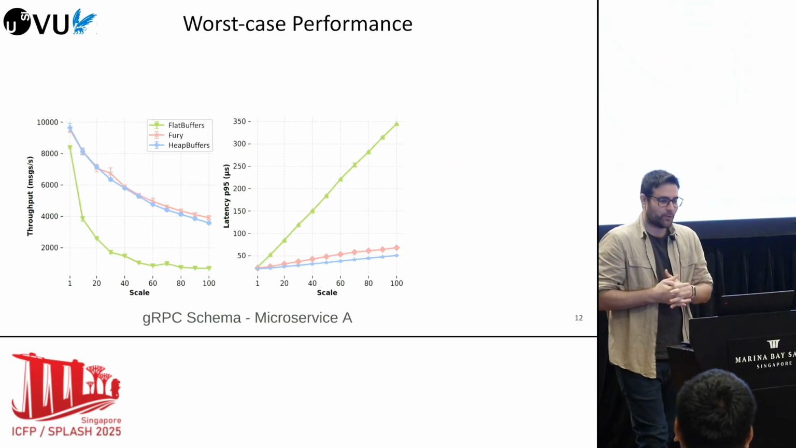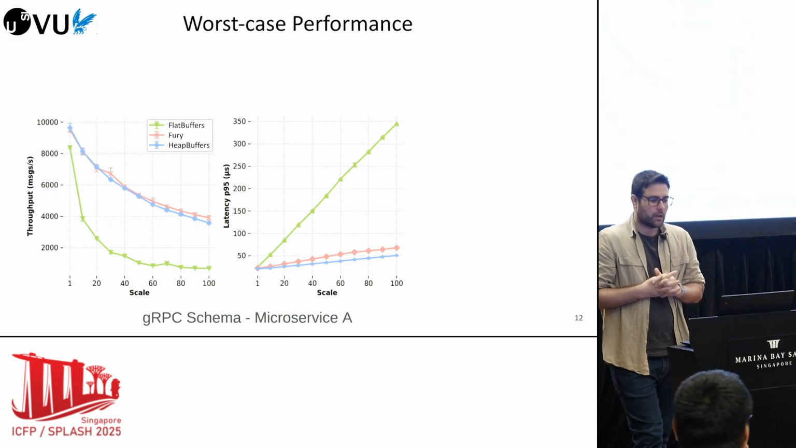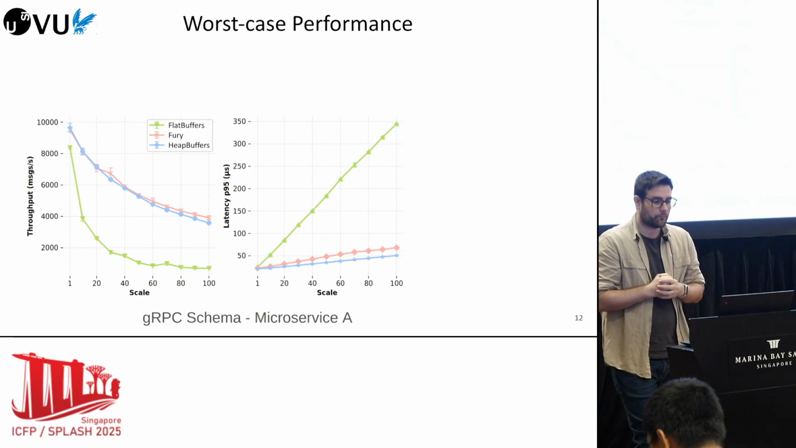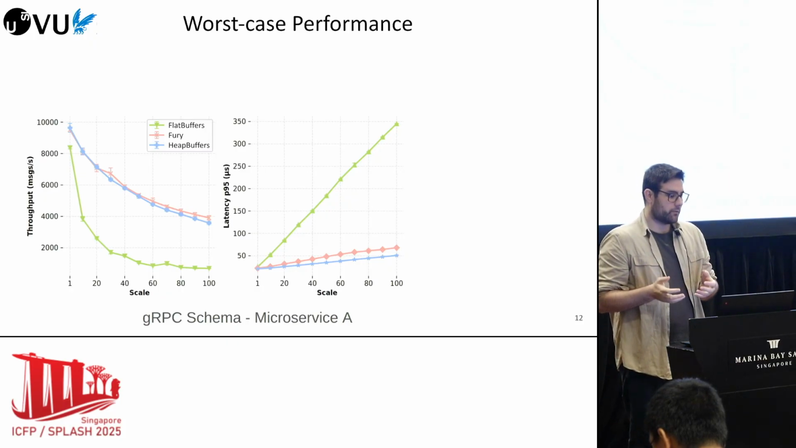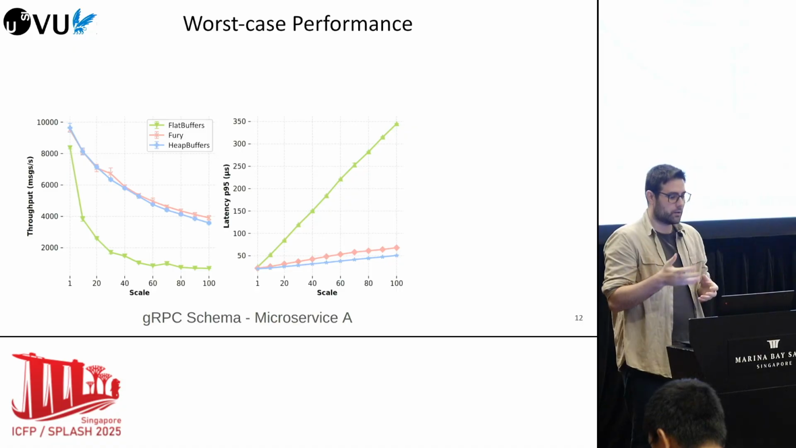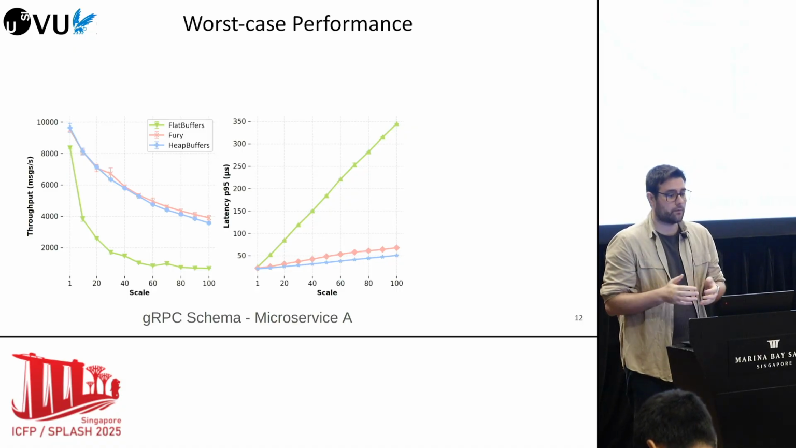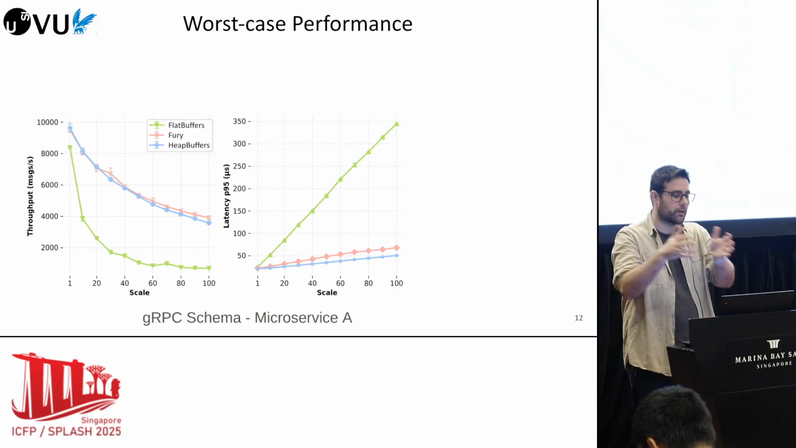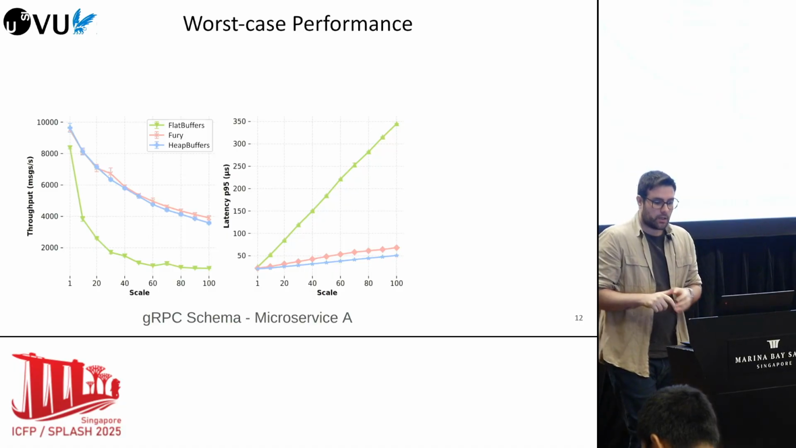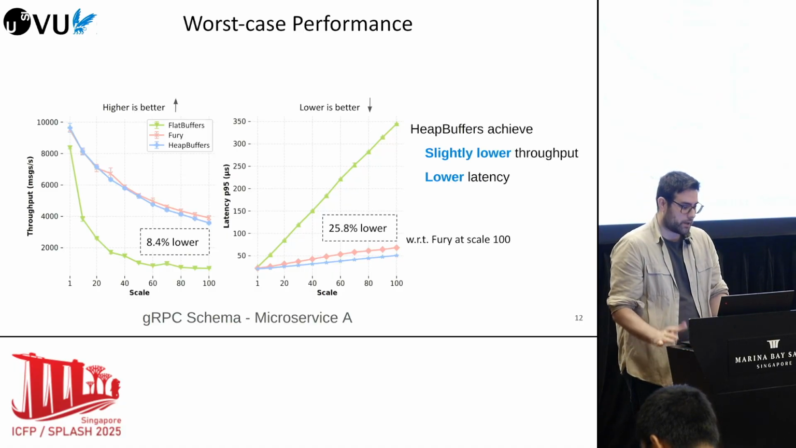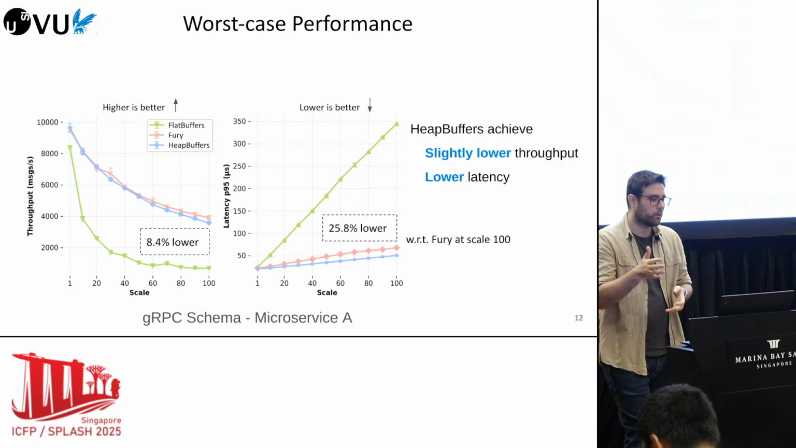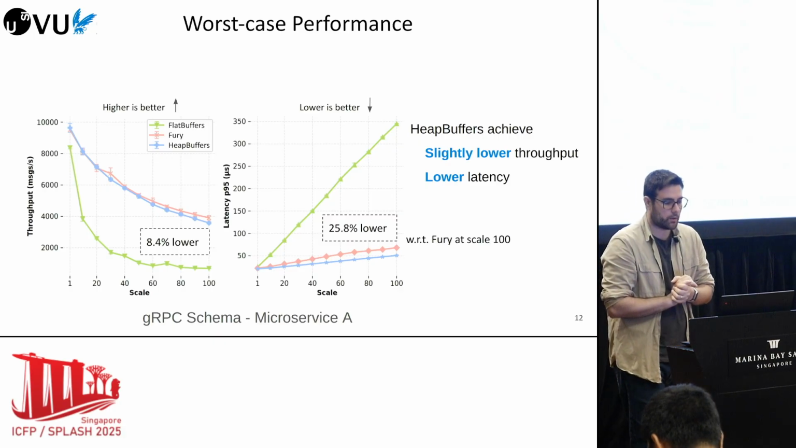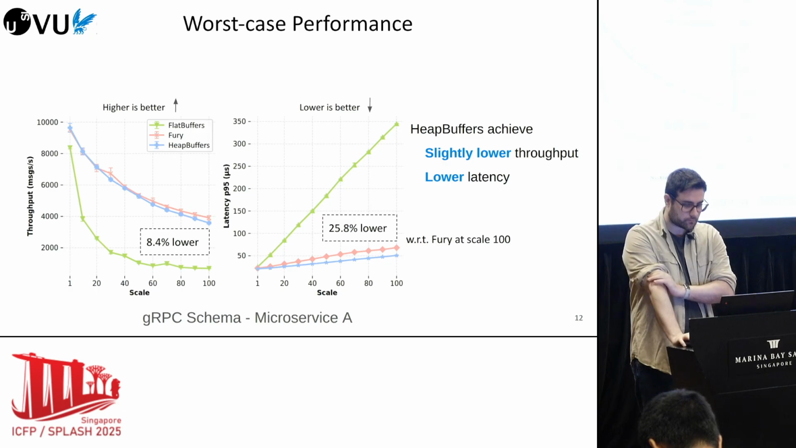Finally, we also need to show the worst case performance. This is the only case in all applications where we lose a bit to Fury, and the main reason is what I explained before. This schema uses a lot of strings, so they add some memory pressure in our system because we need to allocate twice. And even so, we achieve a great performance. We are comparable in most sizes, with up to 8% lower throughput, and we still achieve better latency.